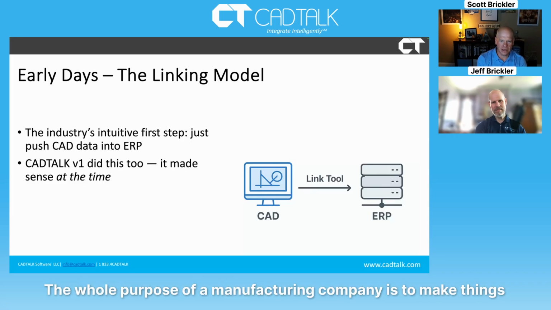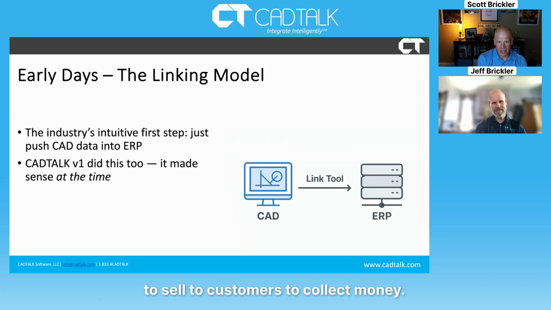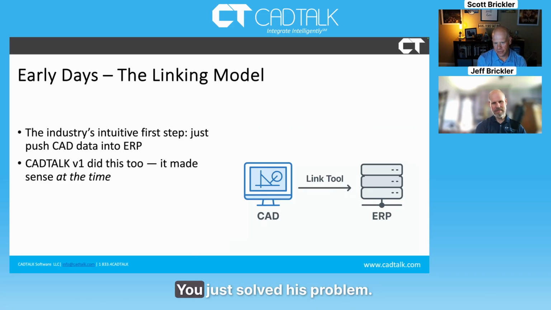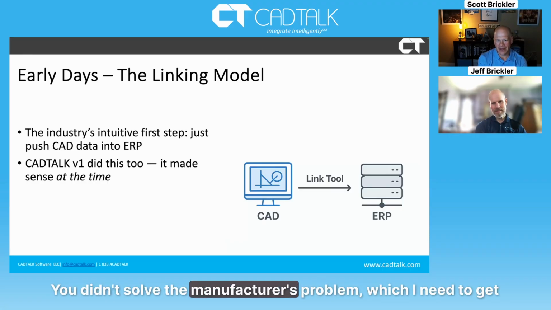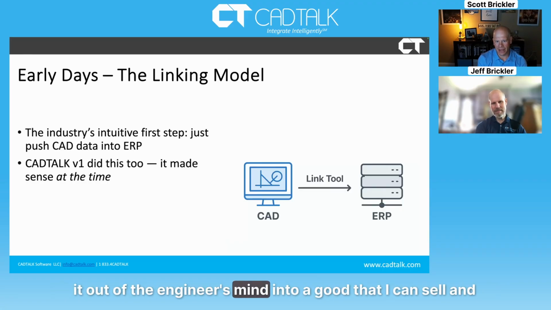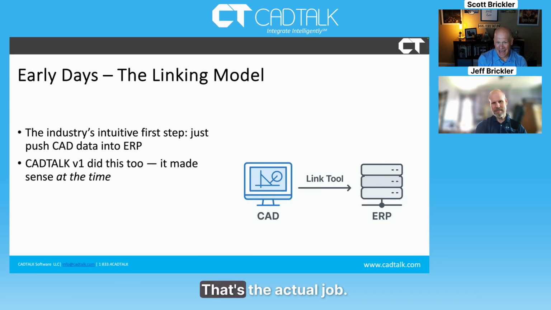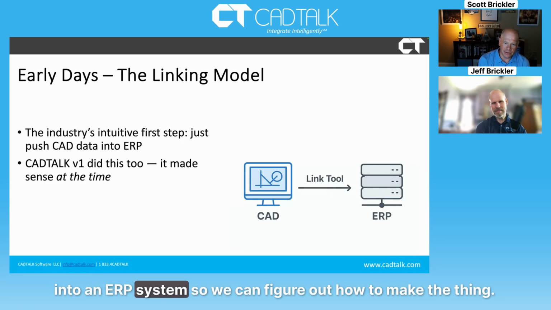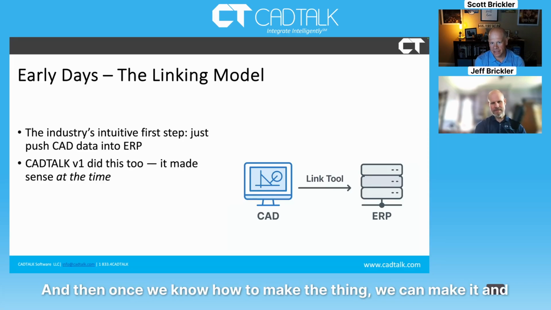The whole purpose of a manufacturing company is to make things to sell to customers to collect money. If all you did was make it so the engineer didn't have to type, you didn't solve the problem. You just solved his problem. You didn't solve the manufacturer's problem, which is I need to get it out of the engineer's mind into a good that I can sell and make money on. That's the actual job. Make the thing. And in order to get it made, it has to get out of the engineer's mind into an ERP system so we can figure out how to make the thing. And then once we know how to make the thing, we can make it and sell it and collect money.